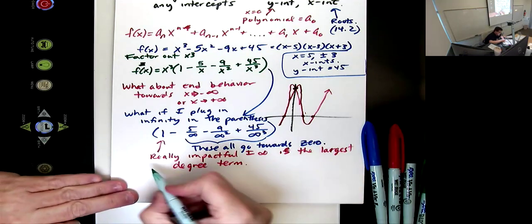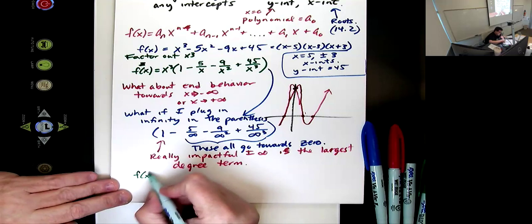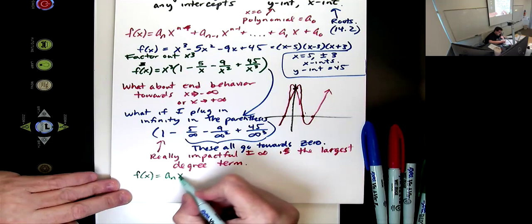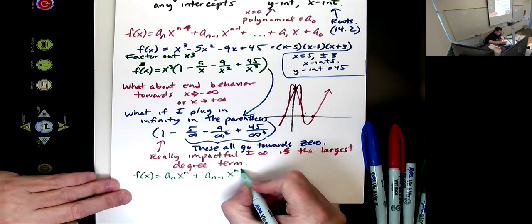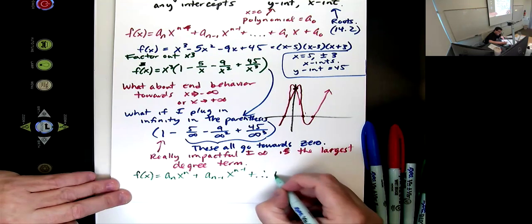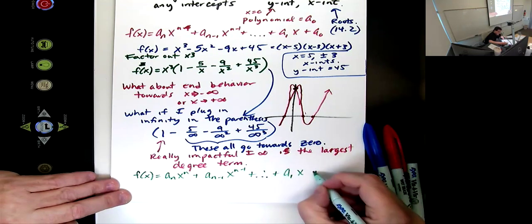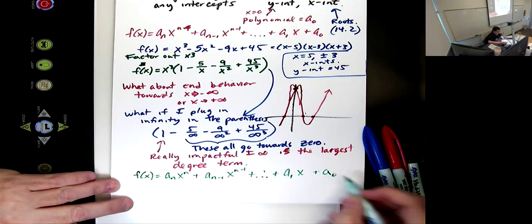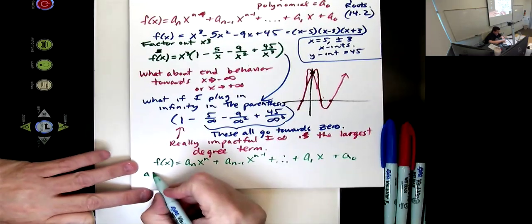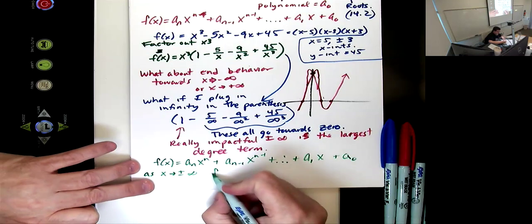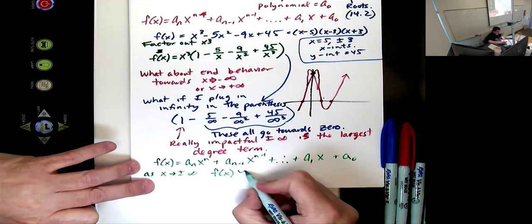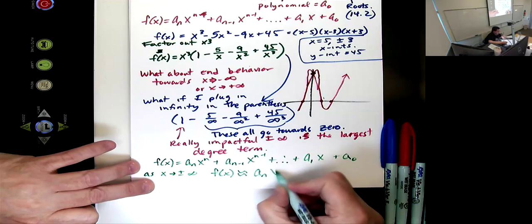So what this boils down to, so f of x equals a sub n x to the n plus a sub n minus 1 x to the n minus 1, all this good stuff we've been doing before that you're probably tired of seeing. As x goes to positive or minus infinity, f of x looks approximately like a sub n x to the n.